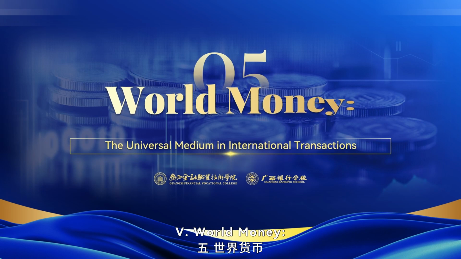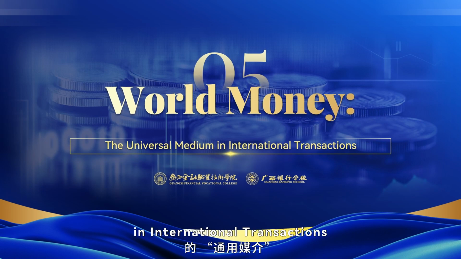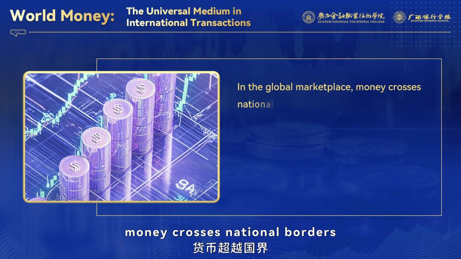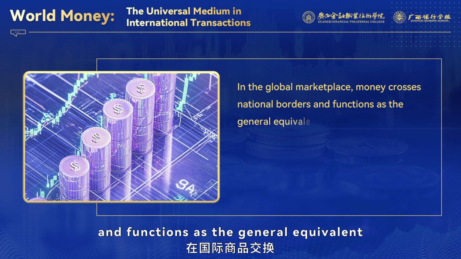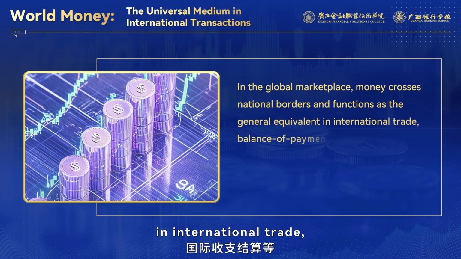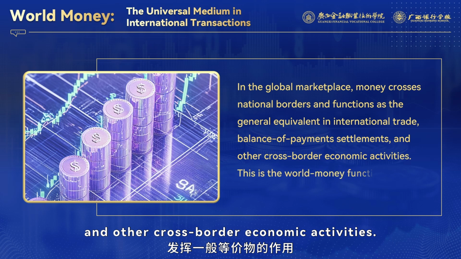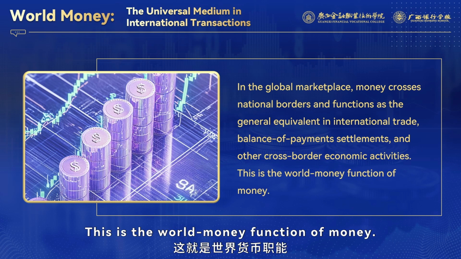5. World money, the universal medium in international transactions. In the global marketplace, money crosses national borders and functions as the general equivalent in international trade, balance of payments settlements, and other cross-border economic activities. This is the world money function of money.